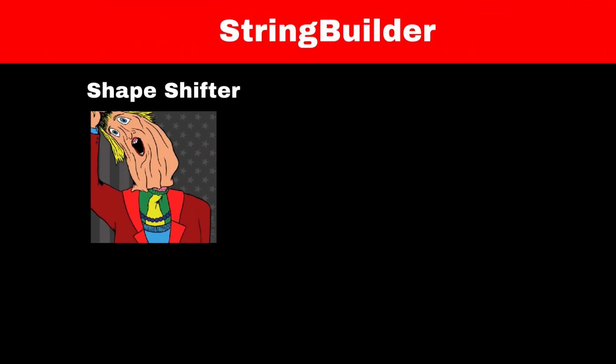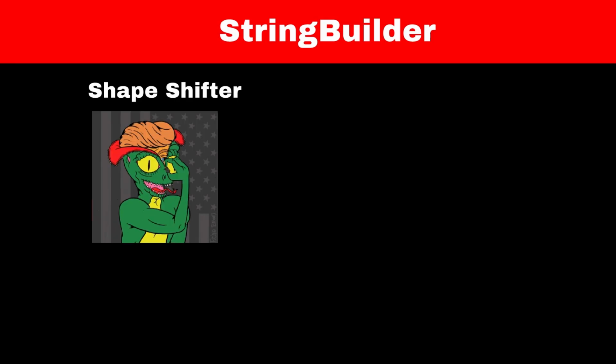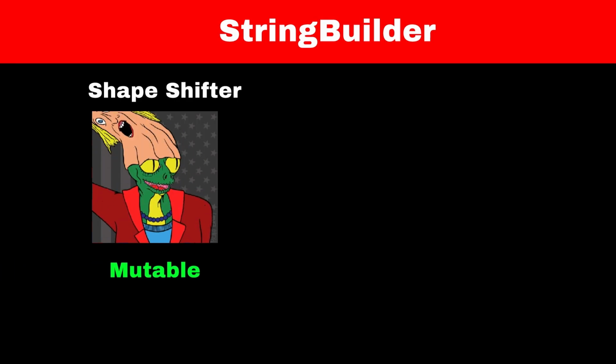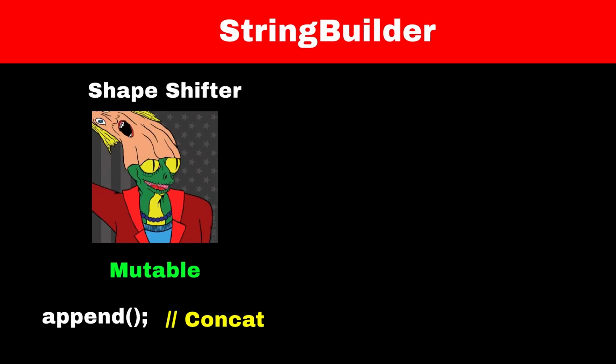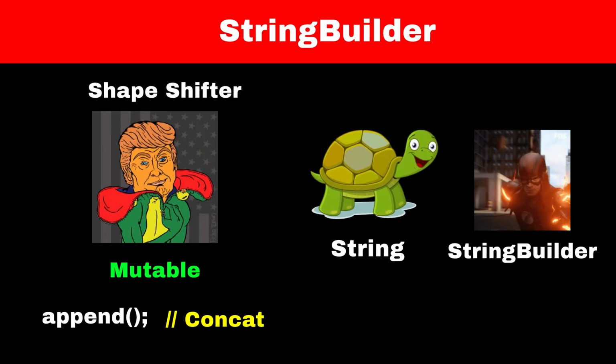To overcome this, Java developers designed a string builder class. It's like a shapeshifter that can magically change itself. It's mutable, so we can use append function to modify it. Concatenation happens in no time and we don't need to create clones. That's why string builder is faster than string class.